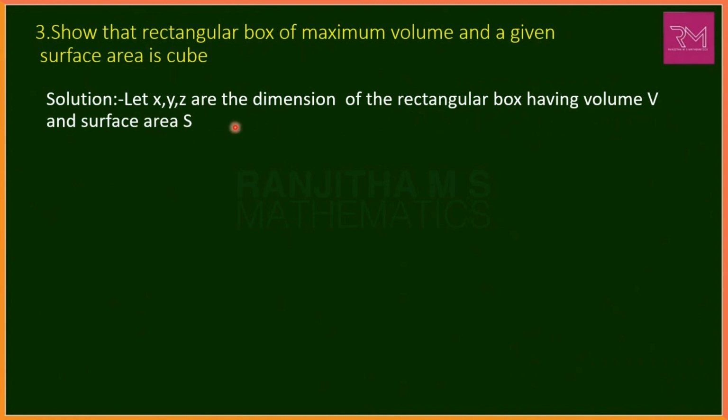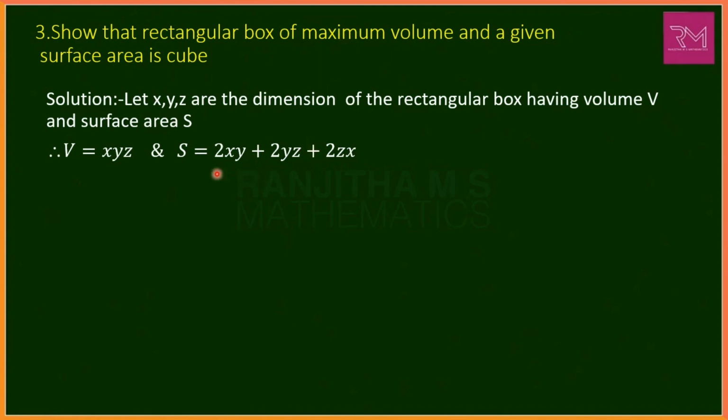Here for the rectangular box, x, y, z are the dimensions, that is x is length, y is breadth, z is height. The volume of the rectangular box is given by V and the surface area is given by S. Therefore, we can conclude that the volume is given by x into y into z and the surface area is 2xy plus 2yz plus 2zx. In this problem, they have not mentioned a rectangular box open at the top.